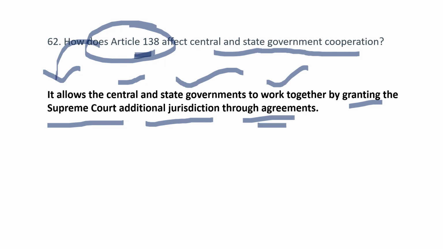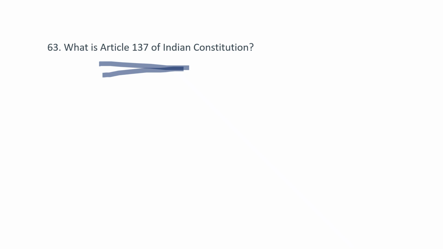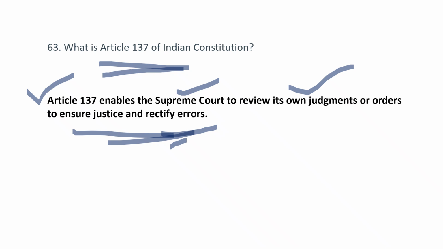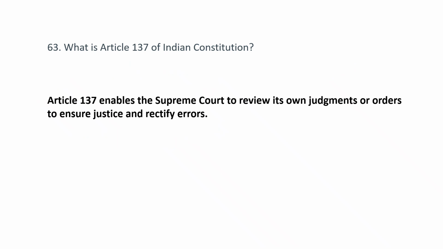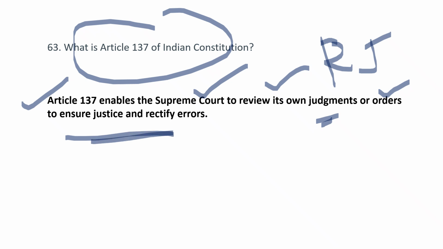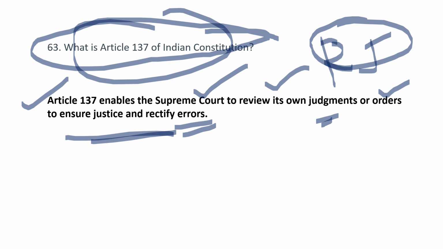Okay, next question. What is Article 137 of the Indian Constitution? Article 137 enables the Supreme Court to review its own judgments or orders to ensure justice and rectify errors. See, we have already seen Article 137 is nothing but the review jurisdiction of the Supreme Court. So under Article 137, the Supreme Court can review its own judgment or order. Why? To ensure justice and rectify errors. Under Article 137, the Supreme Court has review jurisdiction. It can review its own judgments or orders. Next question.